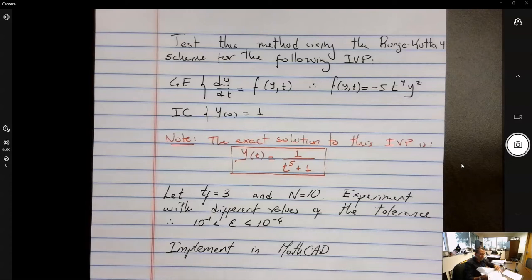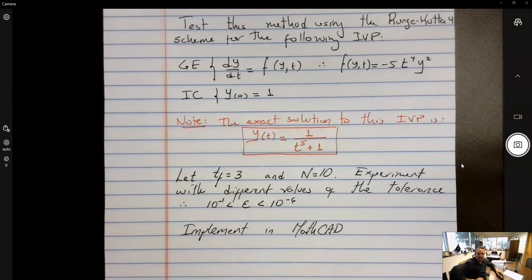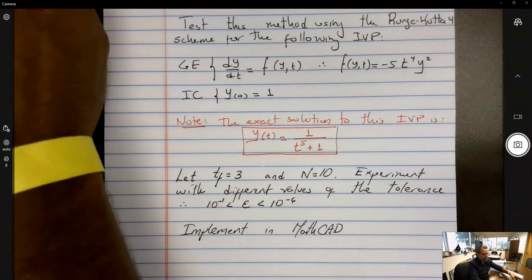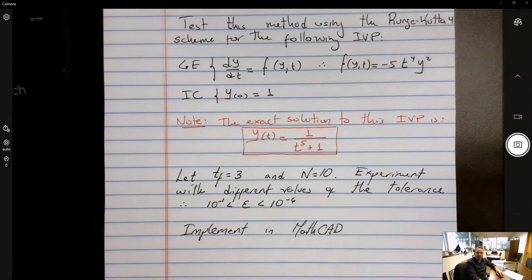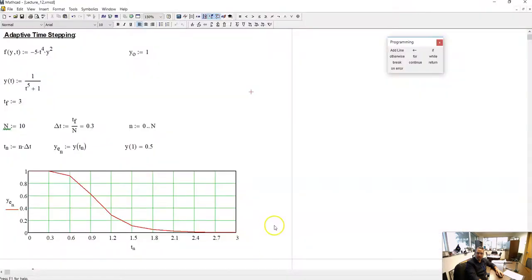Again, this is a very simple scheme that significantly complicates the algorithm in a sense, because you're adding lines and conditionals and so on, but it solves a problem for you, because notice I'm going to test this with n equal 10 and you'll see that the solution it yields is actually very good. So adaptive time stepping, this is the MathCAD file.